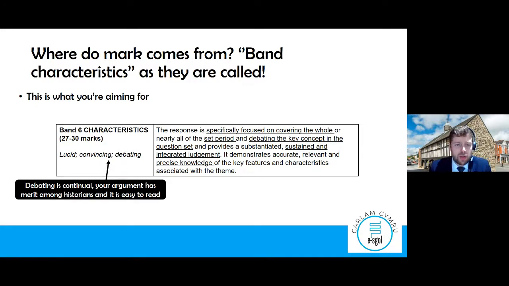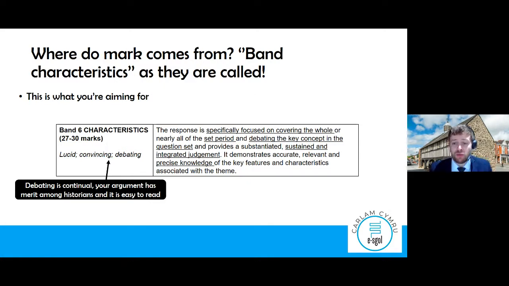And so the main body, in terms of Band 6 characteristics, the response is specifically focused on covering the whole or nearly all of the set period and debating the key concept in the question set, and provides a substantiated, sustained, and integrated judgment.